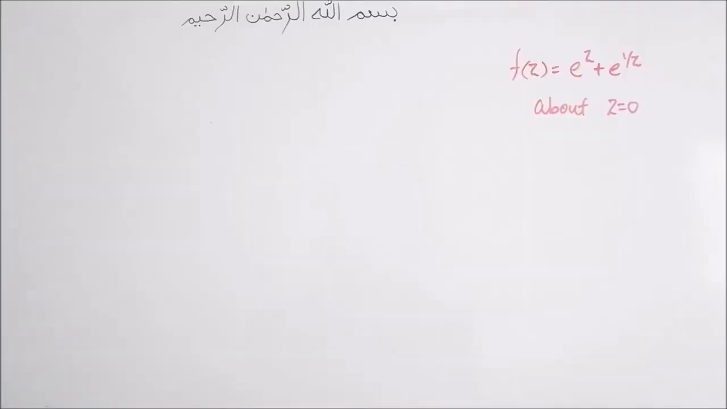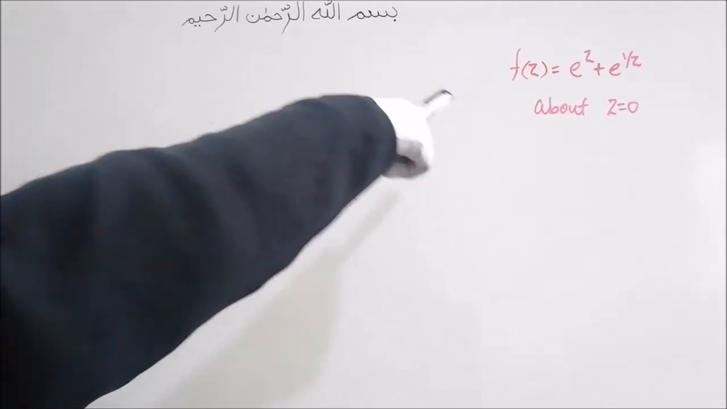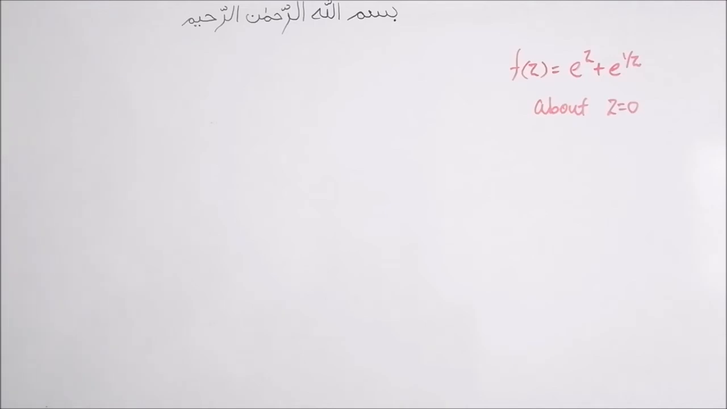Hey friends, in the last part we did power series expansion of complex functions and I left you with two problems. Problem 1 was to find the Laurent series expansion of the function f of z equals e raised to z plus e raised to 1 by z about the point z equals 0. It was a pretty straightforward question, but still.